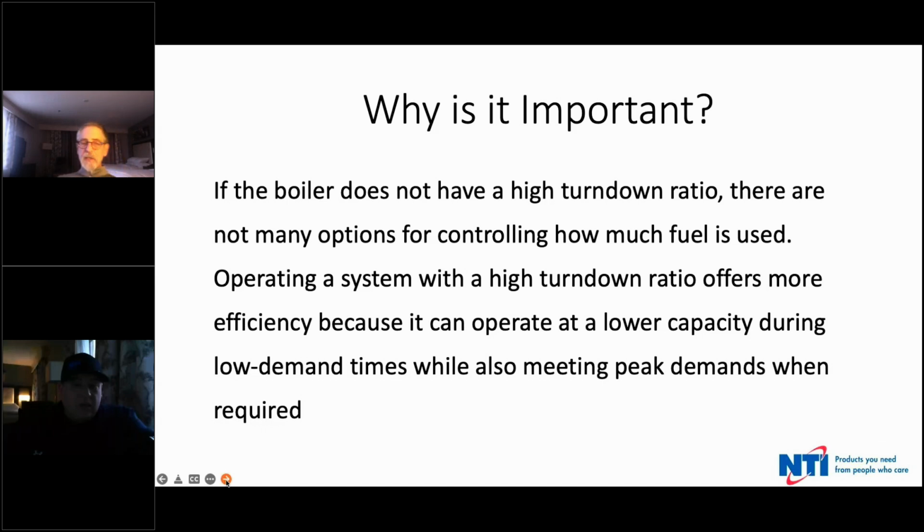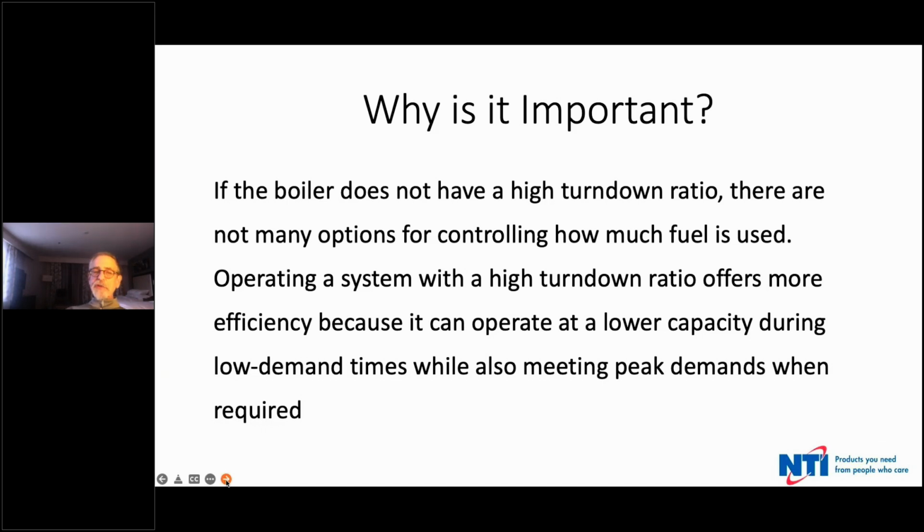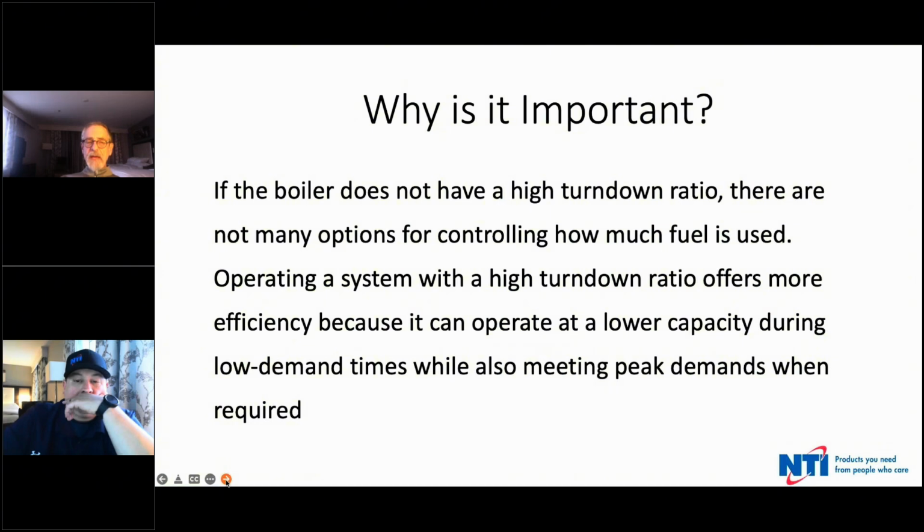So without a good turn down ratio, you don't have a whole lot of options for how much fuel is used. If you have a high turn down ratio, it can be more efficient because it'll operate at a lower capacity during low demand times, but you'll also have the ability to meet peak demands when it's required. And again, I think that the urge in this industry, it's funny, I'm sure you've all heard of Dan Holohan. It's something he said many years ago in a seminar.